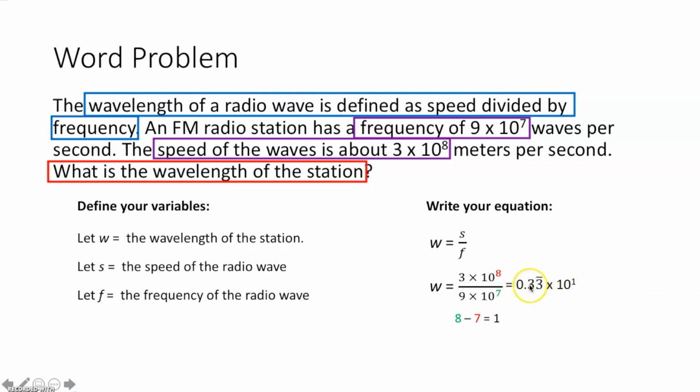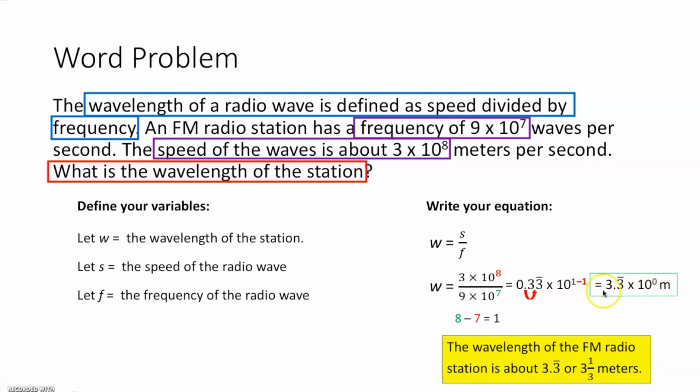This number in front is not between 1 and 10. So in order to put it between 1 and 10, make it in scientific notation, we move the decimal one place to the right, which means we subtract 1 from our exponent, and we end up getting 3.3 repeating times 10 to the 0, right? Which is just 3.3 repeating, because 10 to the 0 is technically 1. That means that the wavelength of the FM radio station is about 3.3 or 3 1/3 meters. And you're done.